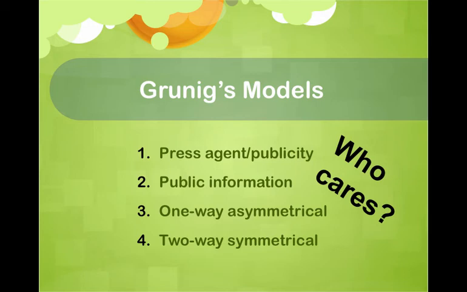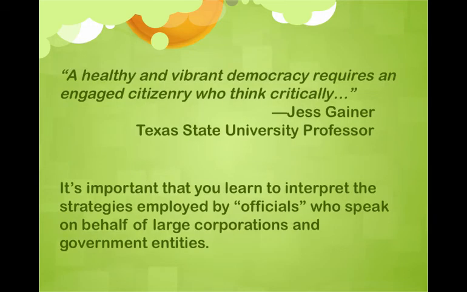There's a Texas State University professor that has given a great quote, I think. He says, "A healthy and vibrant democracy requires an engaged citizenry who think critically." So if we know Grunig's models, if we know the different tactics that an organization may use when they're communicating with us and our government may use in communicating with us, I think we can think critically. Okay, what are they trying to communicate? What are they saying? What do they want me to think?